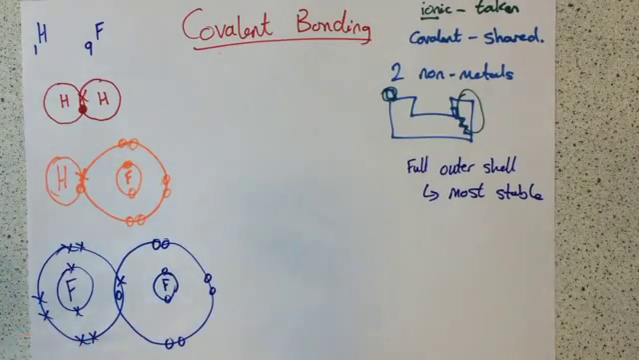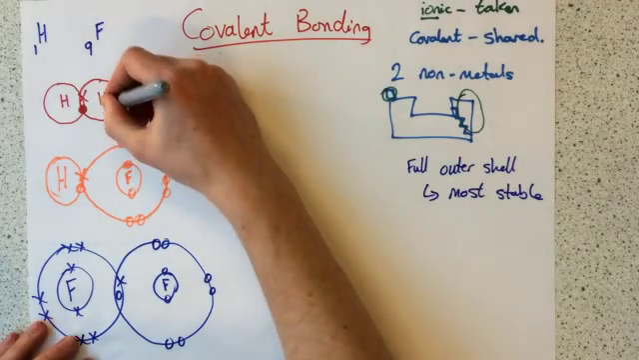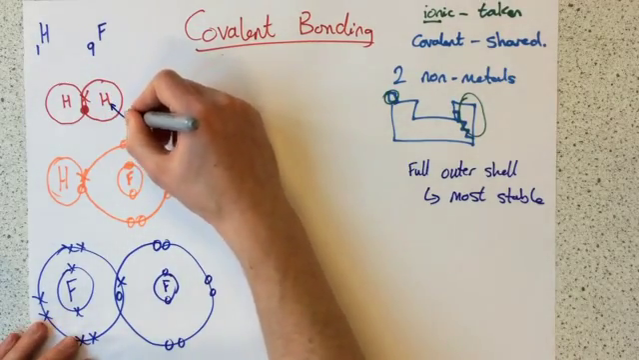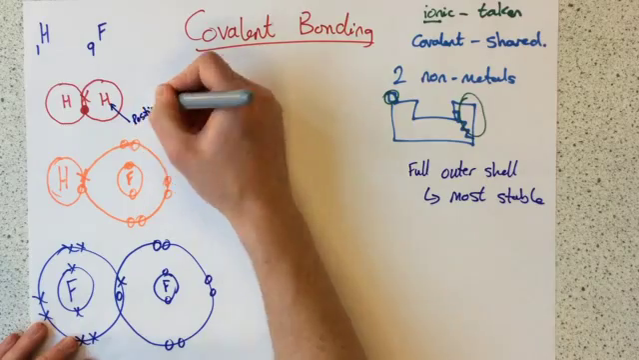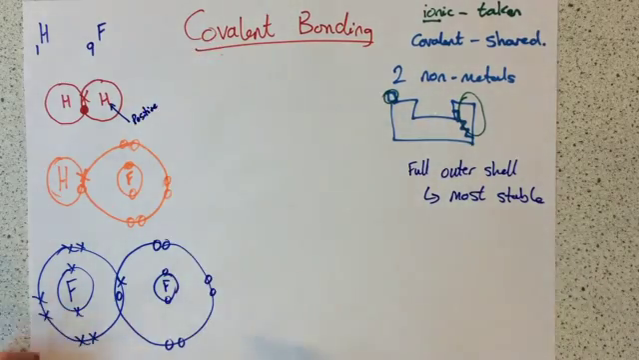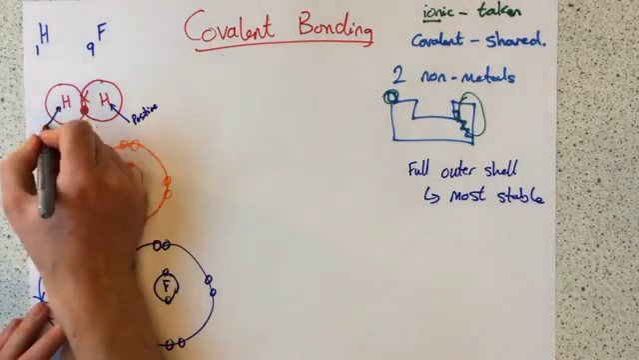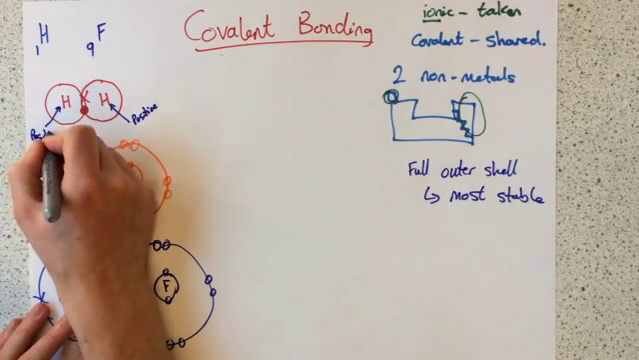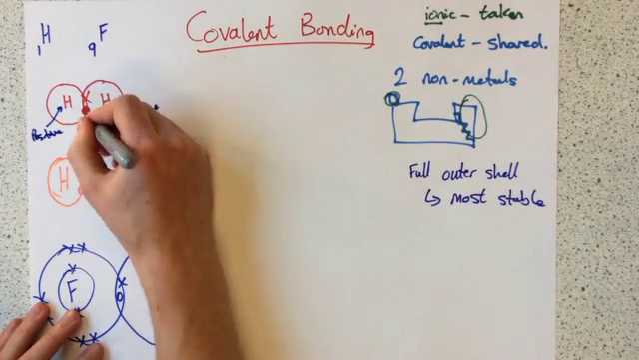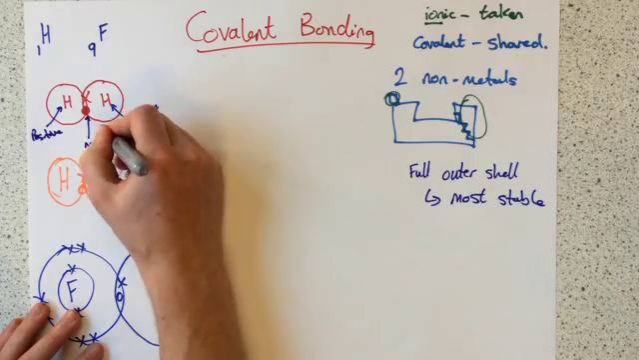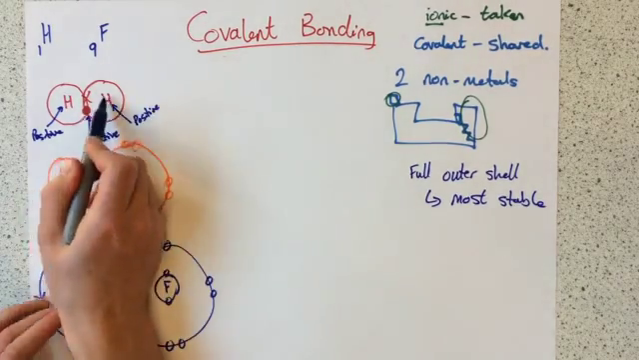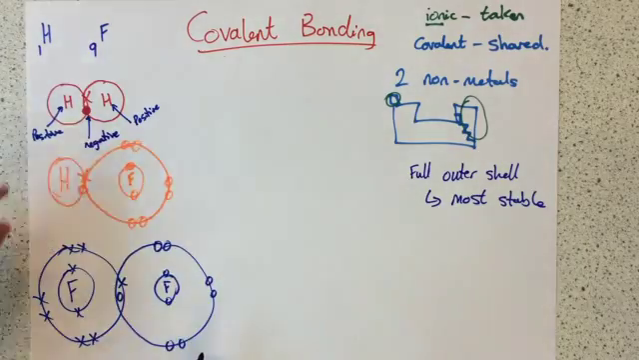The reason the bond forms is because the nucleus is quite positive. Remember, it's got the protons and the neutrons. This is also a positive nucleus. These electrons in between them are negative. So both nuclei are attracted towards each other because the electrons are situated in the middle. That is the very basics of covalent bonding. If you want to see some more examples, go on to the next video.